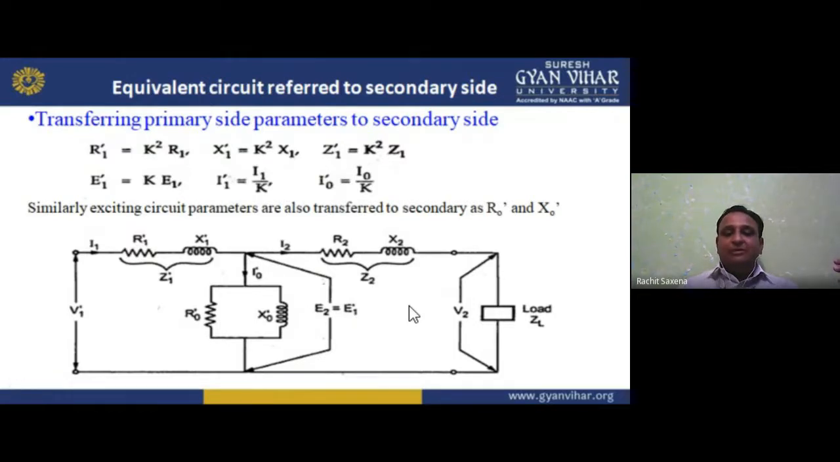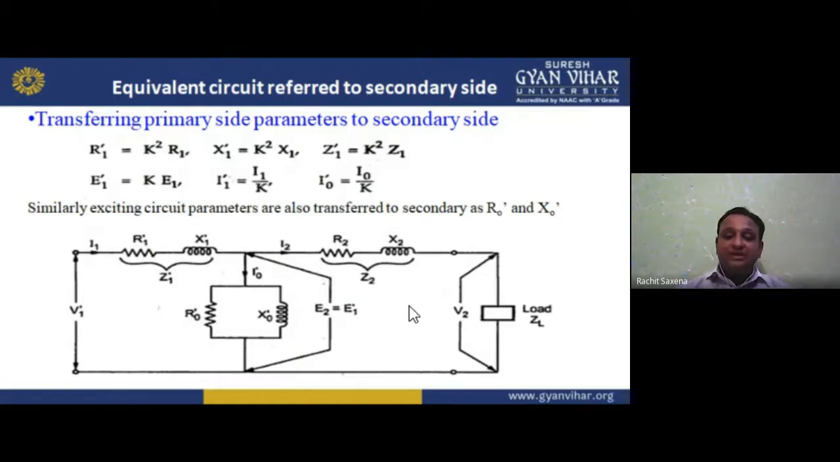Basically, I am combining all these things. It means I1 and I2 are combined; we can say primary and secondary are in combination. So we combine secondary to primary. We apply R1 dash, X1 dash, Z1 dash, R0 dash, X0 dash, and I1 dash with the help of the transformation ratio, and R0 will become R0 dash and X0 will become X0 dash. Why are we doing so? Because we are transferring from primary to secondary and secondary to primary.